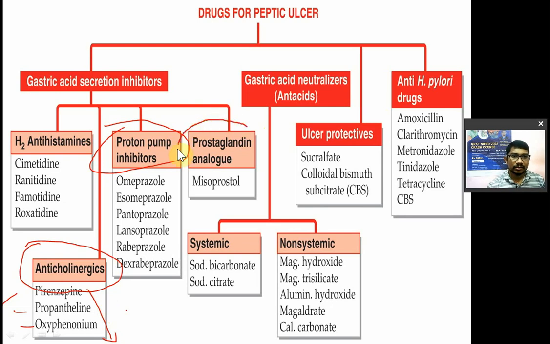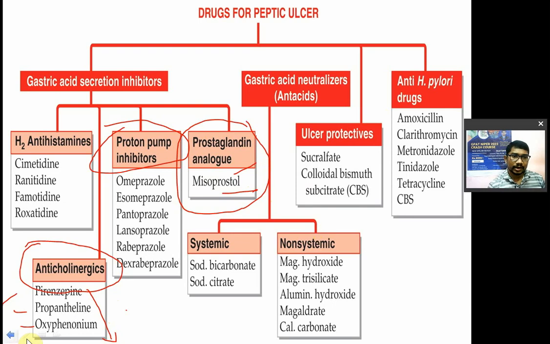Okay. Next one is the prostaglandin analogs. In that you have misoprostol, latanoprost, carboprost, bimatoprost. So all these are prostaglandin analogs. They are structural analogs of prostaglandins, right?